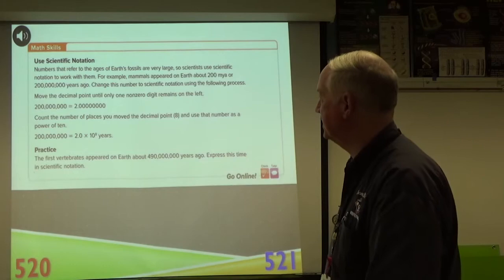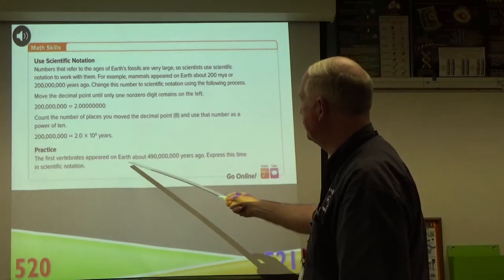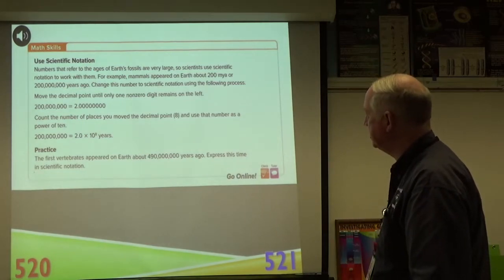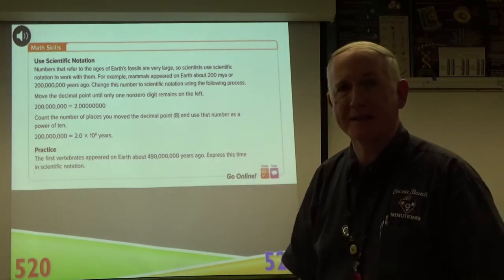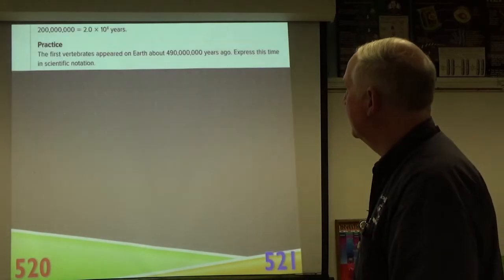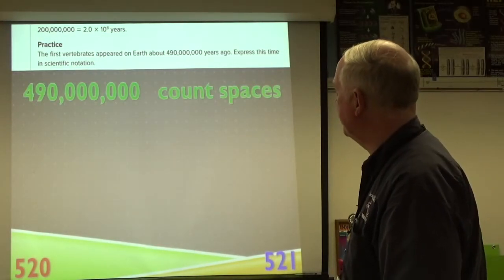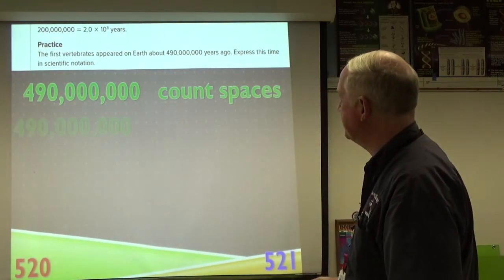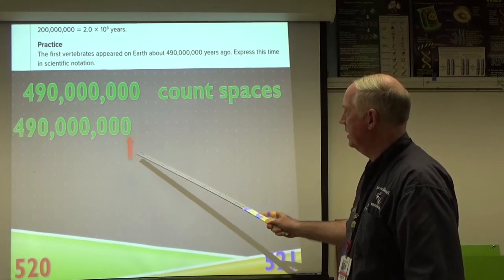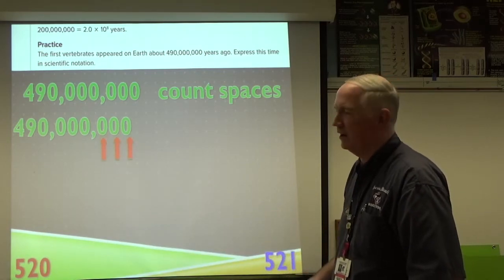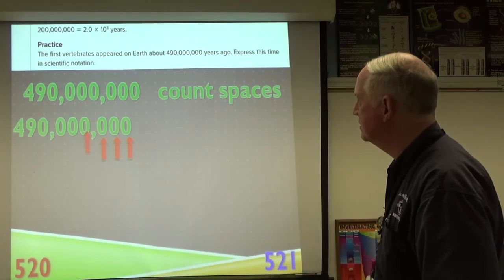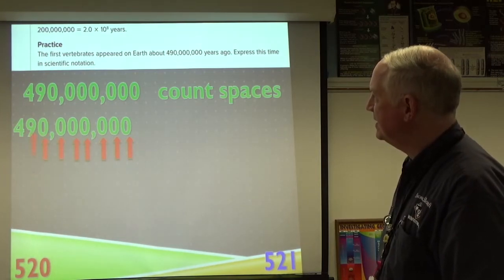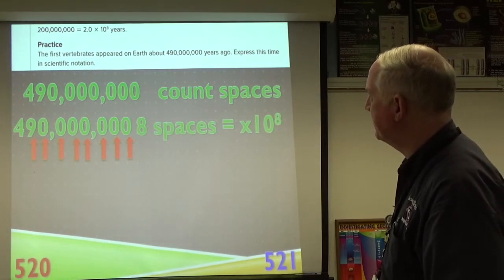Now we get to practice a little bit. The first vertebrates appeared on Earth about 490 million years ago. Express this in scientific notation. Alright, let's first write down the number. There's 490 million. We're going to count the spaces. You ready? 1, 2, 3. Are you counting with me? 4, 5, 6, 7, 8, 8 spaces.